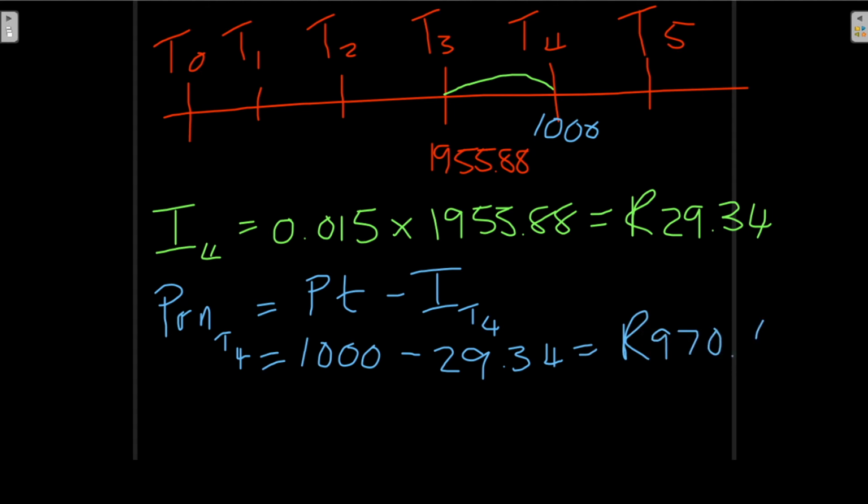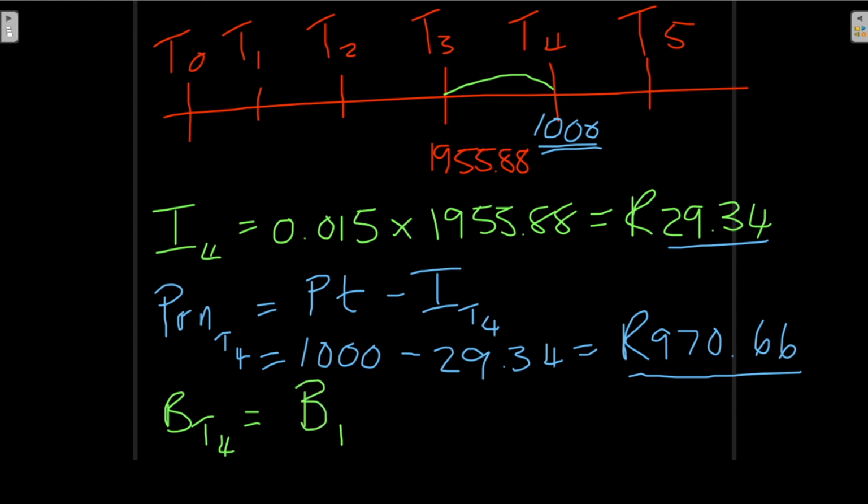That's 970 rands. So of this 1,000 rands here, 29 rands and 34 cents was interest, and the rest, 970 rand 66 cents, was the principal part. So that principal part pays off the outstanding balance. So if we want to get to the balance at time T4, that would be the balance at time T3, minus the principal portion of the payment at time T4.